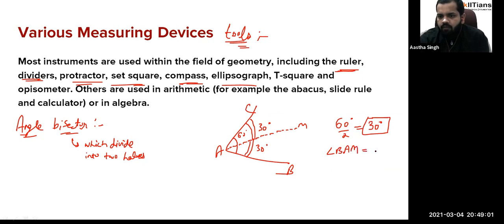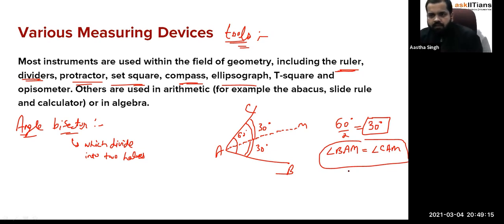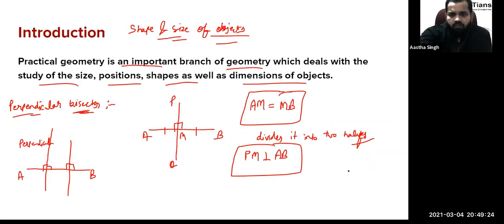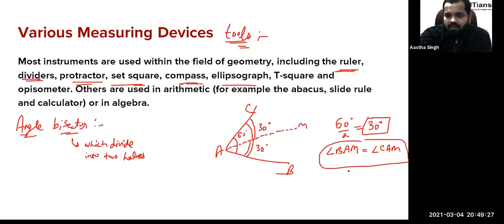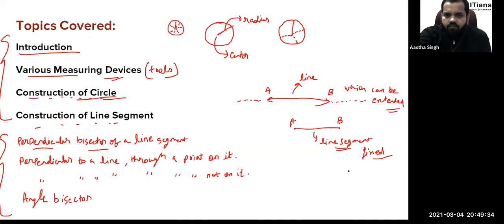I think you all got the point that angle BAM will be equal to angle CAM, right? So this is what angle bisector means, that it will divide the angle into equal halves. We have already studied this, so this is not a construction. We have just studied what it means. The construction of this we'll study later on, right?